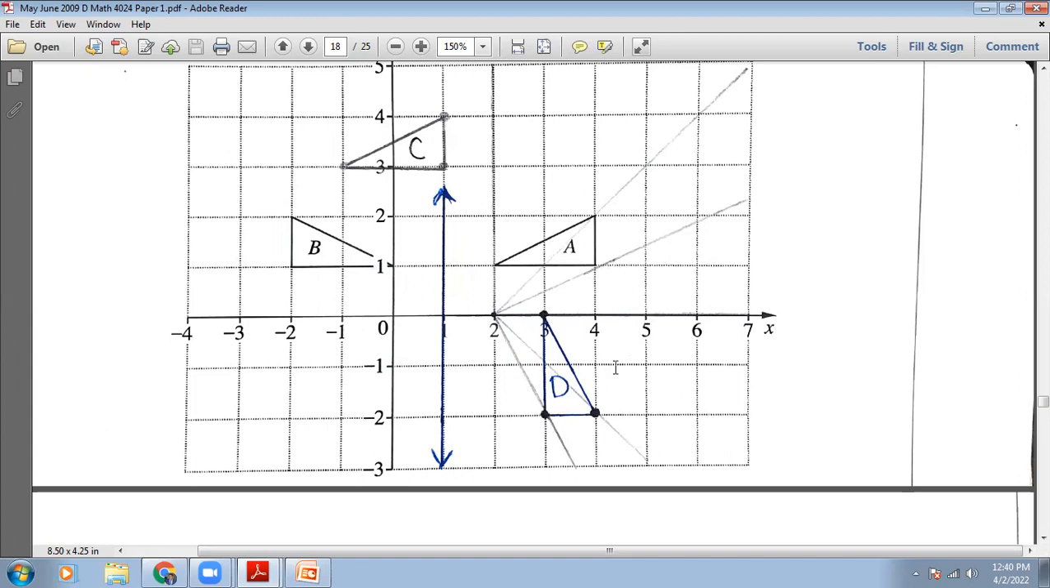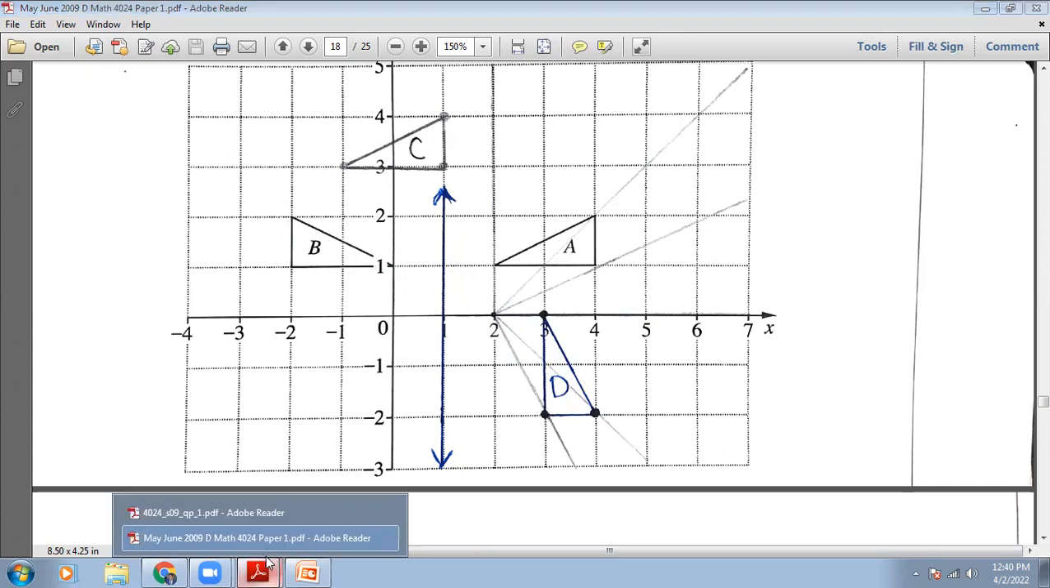So you see this triangle rotated 90 degree clockwise, and it comes here. So that's the triangle D. This is how you rotate the triangle A 90-degree clockwise about (2, 0). Hope you understand. Okay.